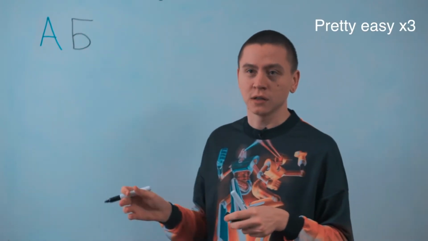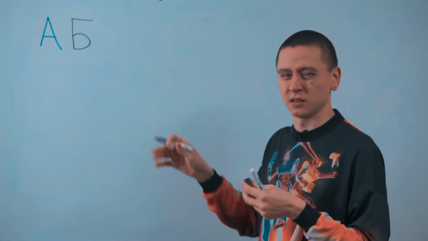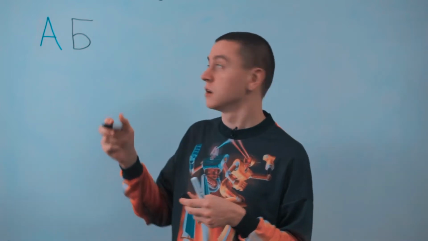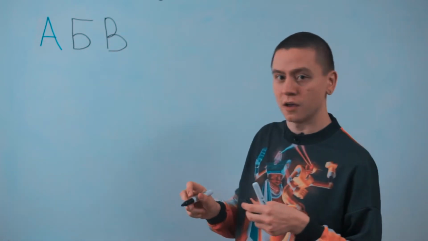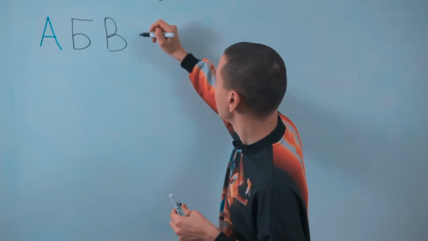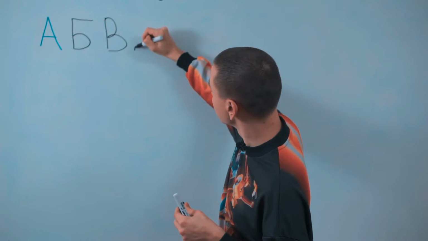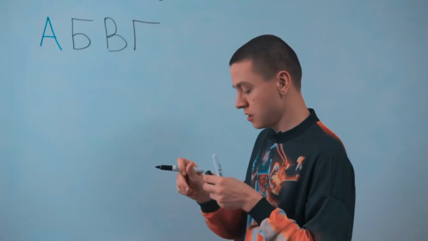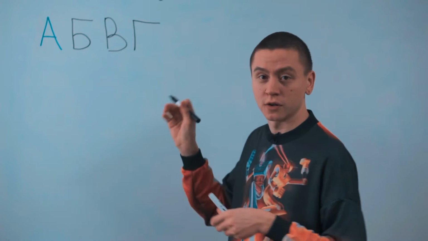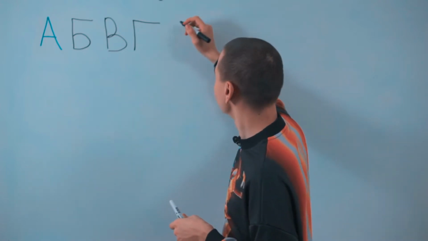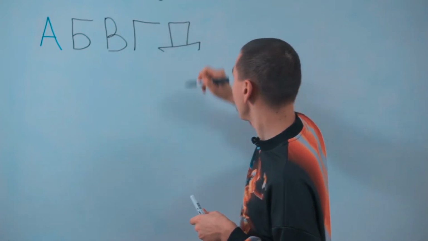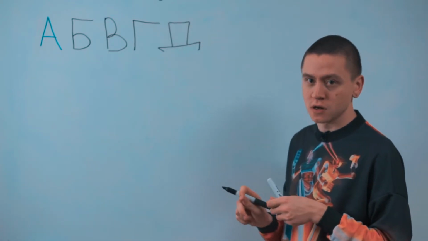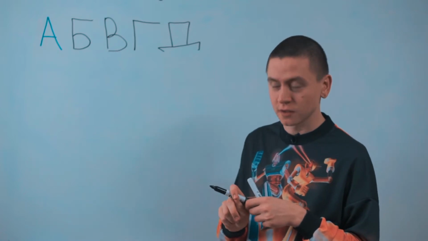Pretty easy. B. Not like B in English, but like B. Just it's hard, you know. Then it's V. It's all pretty easy, I guess. A, B, V. G. A, B, V, G, D.